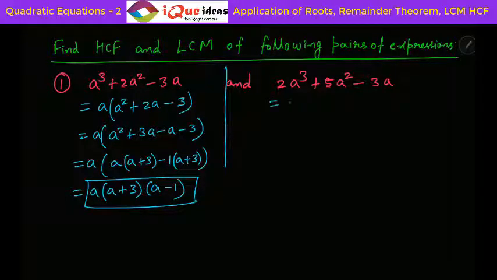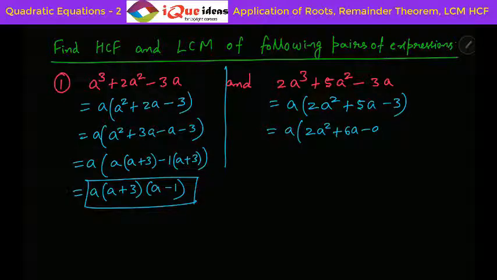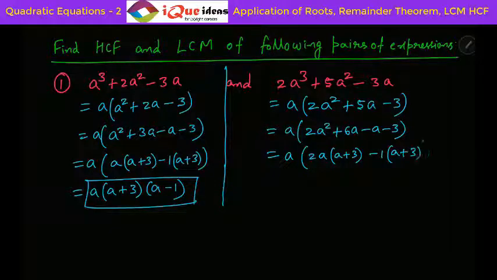Now the second one, again we have a common a. So we'll be getting 2a square plus 5a minus 3. Now 2 into 3 is 6, and the difference has to be 5, so it is 6 into 1. Right. So a into 2a square plus 6a minus a minus 3. We have done this factorization earlier. So it is a into, now from 2a square and 6a, 2a is common and we are getting a plus 3. Then minus 1 common, again a plus 3. Right. So we have a into (a plus 3) completely out and (2a minus 1).